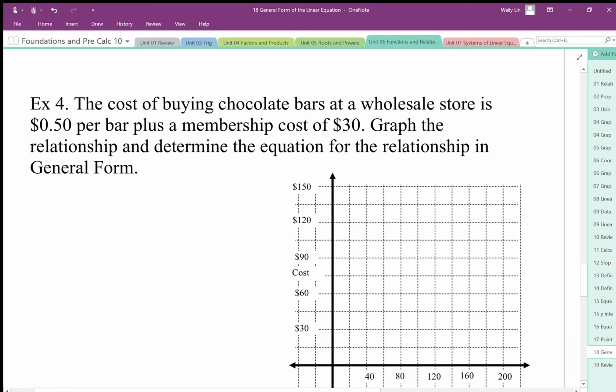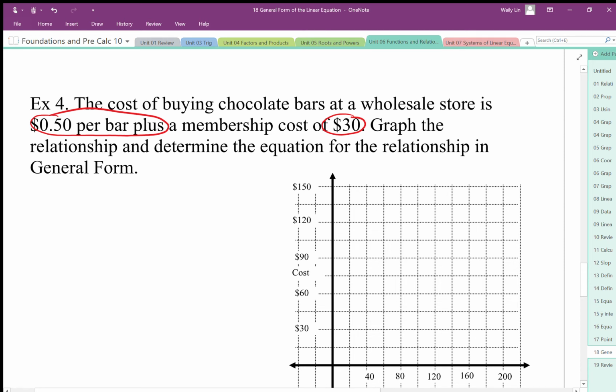So here's a word problem. The cost of buying chocolate bars at a wholesale store is 50 cents per bar plus a membership cost of $30. So graph the relationship and determine the equation for the relationship in general form. Well, this information has been given to us in slope-intercept form, because we have a starting amount, which is our y-intercept, and we also have our rate, which should represent slope.